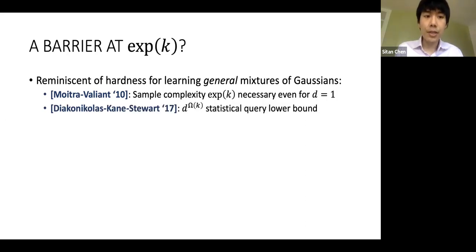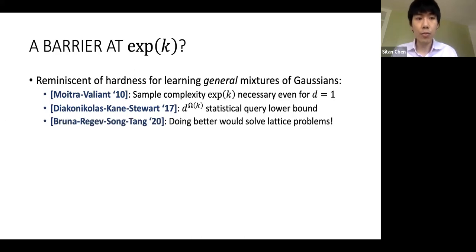And then interestingly, Diakonikolas et al. showed that even for instances where the sample complexity, information theoretically, is polynomial, you need computationally exp(k) statistical queries in order to learn this mixture of Gaussians. And recently, very nice work of Bruna, Regev, Song, and Tang showed that improving upon d to the k for these Diakonikolas et al.